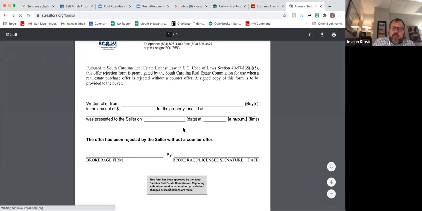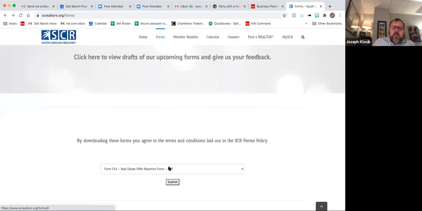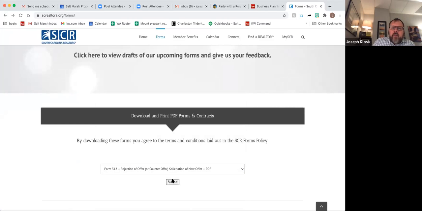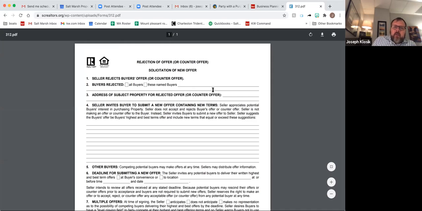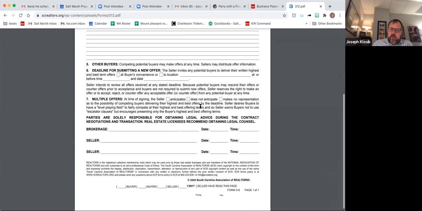Then there's another one, that's form 314, and then there's the other one that's form 312, and this is the rejection of a counter offer and solicitation of a new offer. So this is what you would use in a situation where you would have multiple offer situations. This is signed by the seller as well as you. It basically says at the time of signing, the seller anticipates or does not anticipate or makes no representation of the possibility of competing offers.